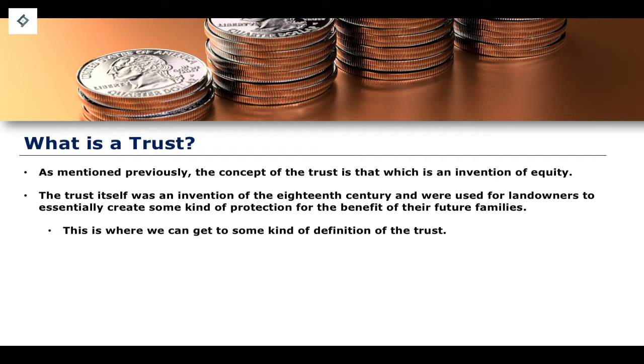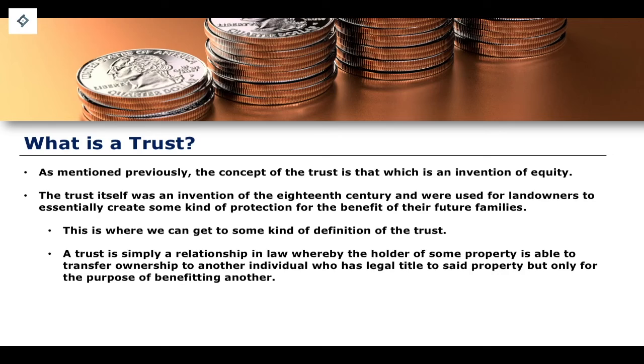Now, a trust is essentially a relationship in law whereby the holder or owner of some property will be able to transfer the legal title, transfer that ownership, to another individual, but not in the sense that they are transferring it because they want to give it to them as a gift, but for that individual to hold said property for the purpose of benefiting a third party, another individual. And that's what a trust is. You are holding property on trust for the benefit of some individual, okay?